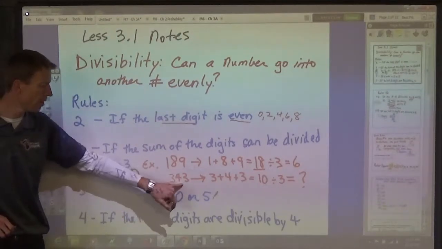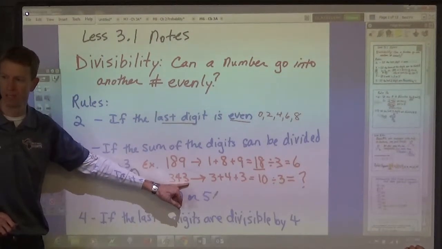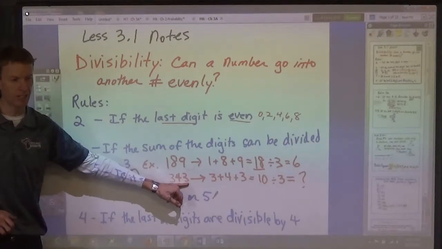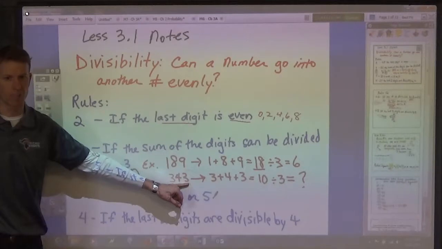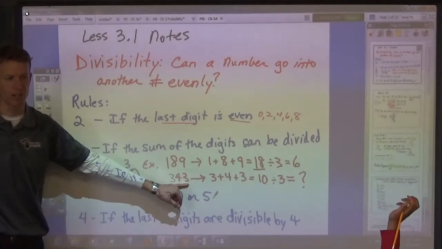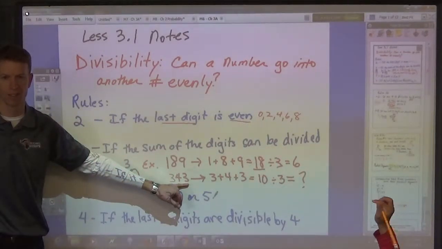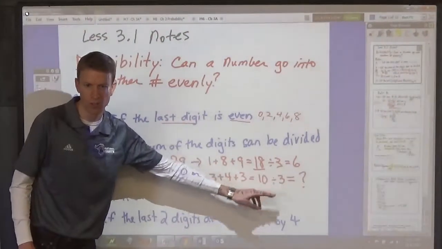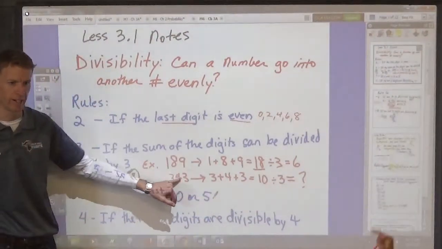Well, what about 343? Is that divisible by 3? It ends in a 3. Does that mean it's divisible by 3? What is the sum of the digits of 343? Raiden? 10. Is 10 divisible by 3? No. So then this number is not divisible by 3.